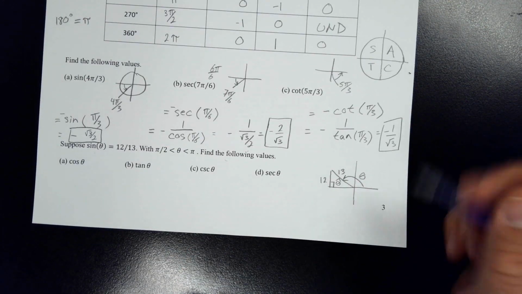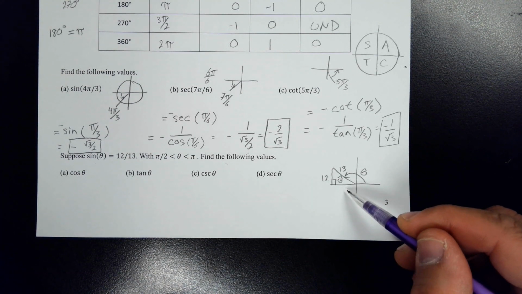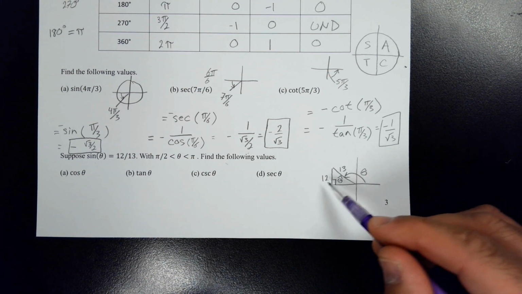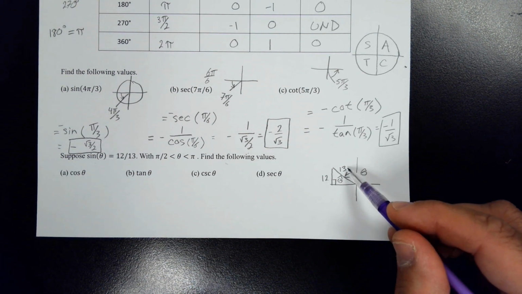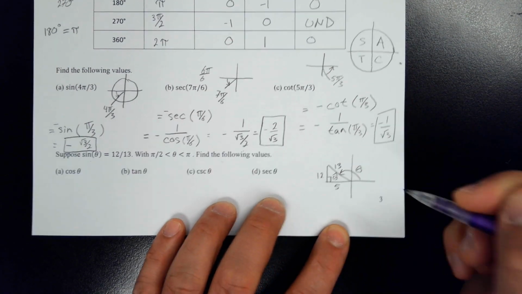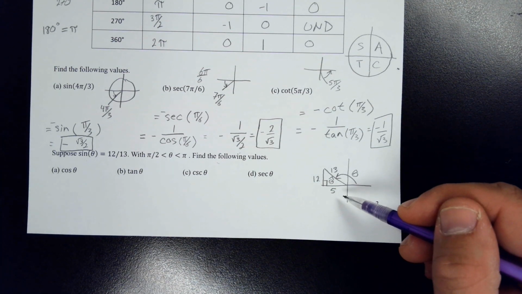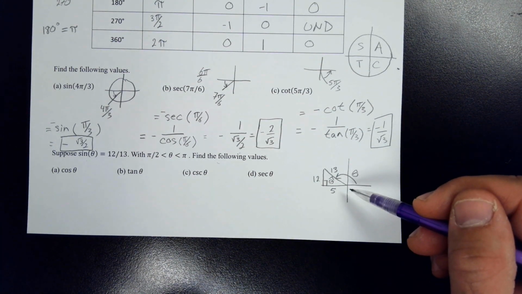Opposite over hypotenuse. And I can use a little trigonometry, a little Pythagorean theorem to figure out what the other side is. The other side, well, this makes a Pythagorean triple: 144 plus 25 equals 169. So this other side should be 5. If you want to take 13 squared and subtract 12 squared and take a square root, you can figure out the other side. This triangle should give you everything you need to know about this.